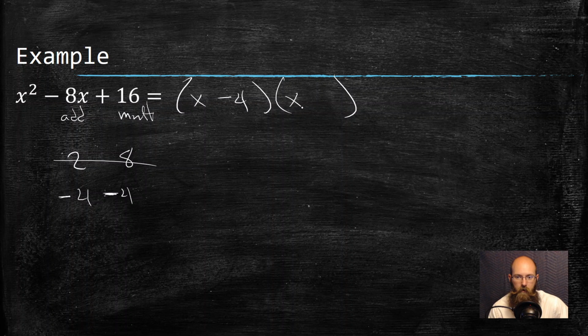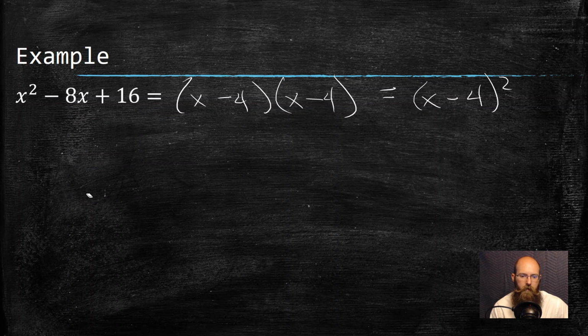x minus 4, x minus 4. Because x's multiplied together get me that x squared. -4's multiplied together get me that positive 16. And if I add -4 and -4, I get that -8. But this simplifies because those are both the same thing. I can write it like this. And that still follows our formula.